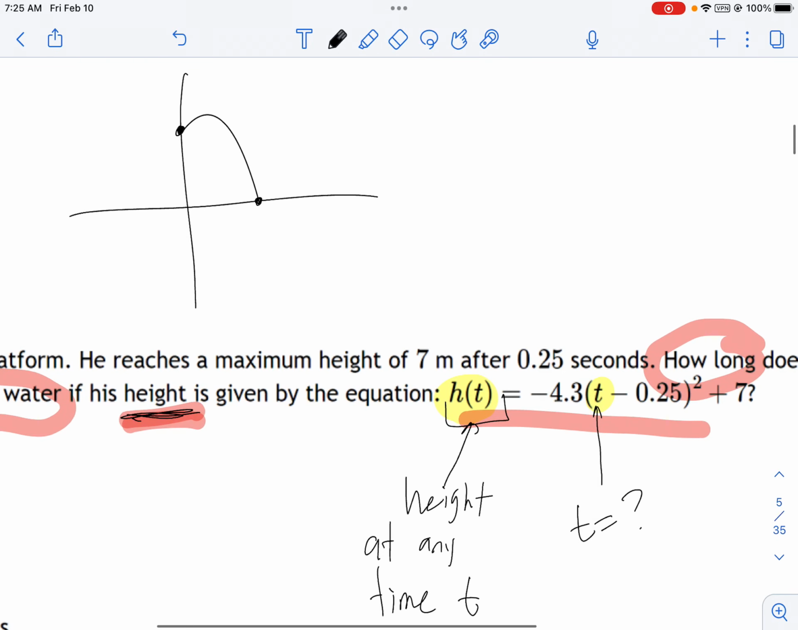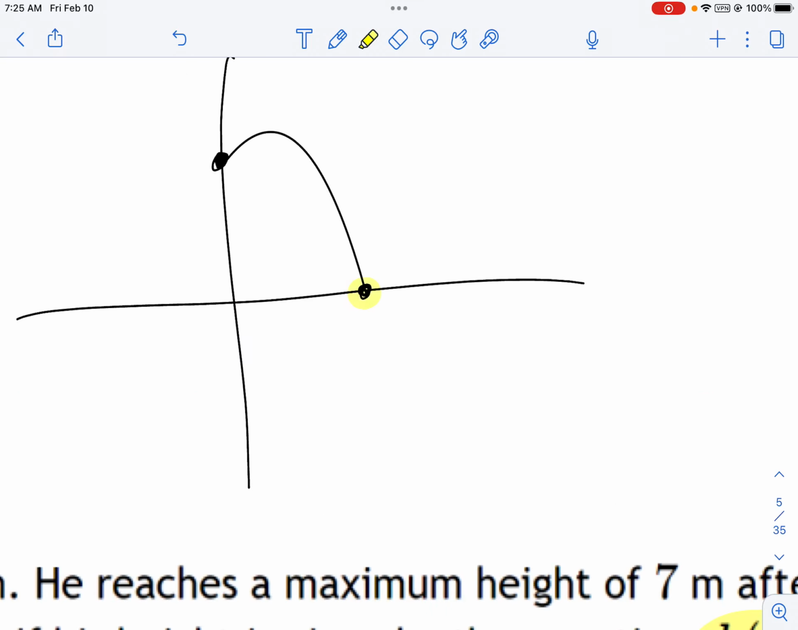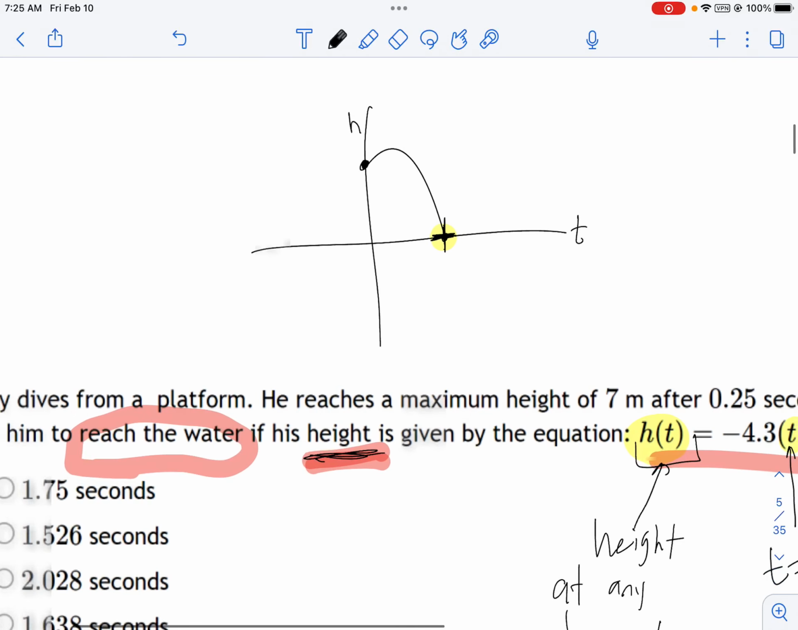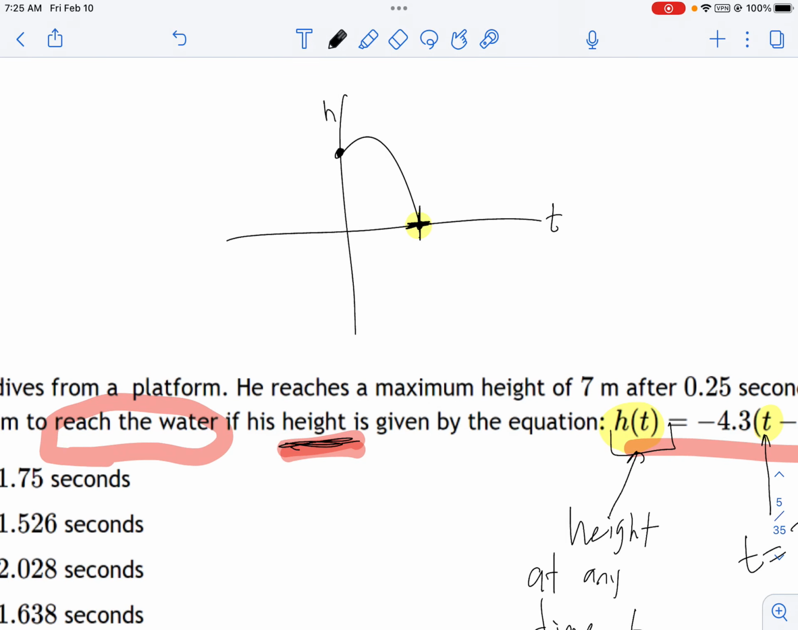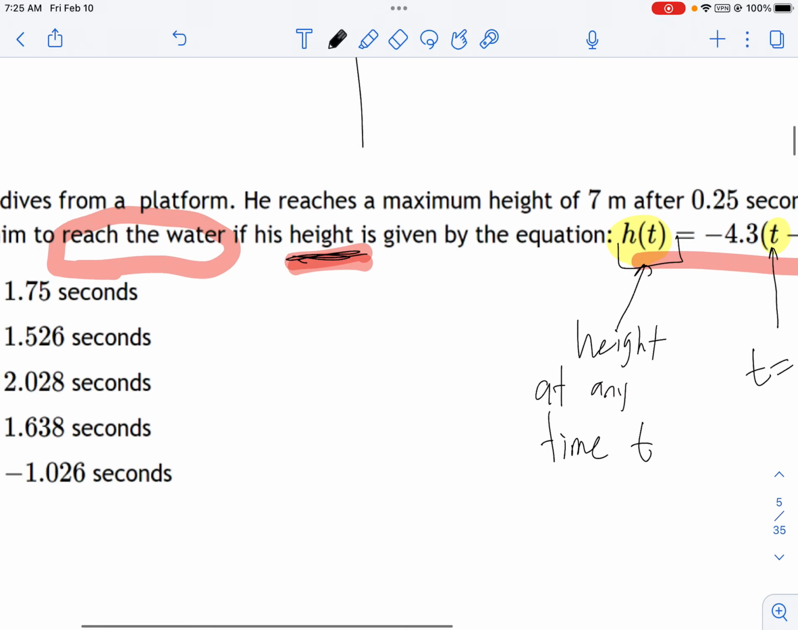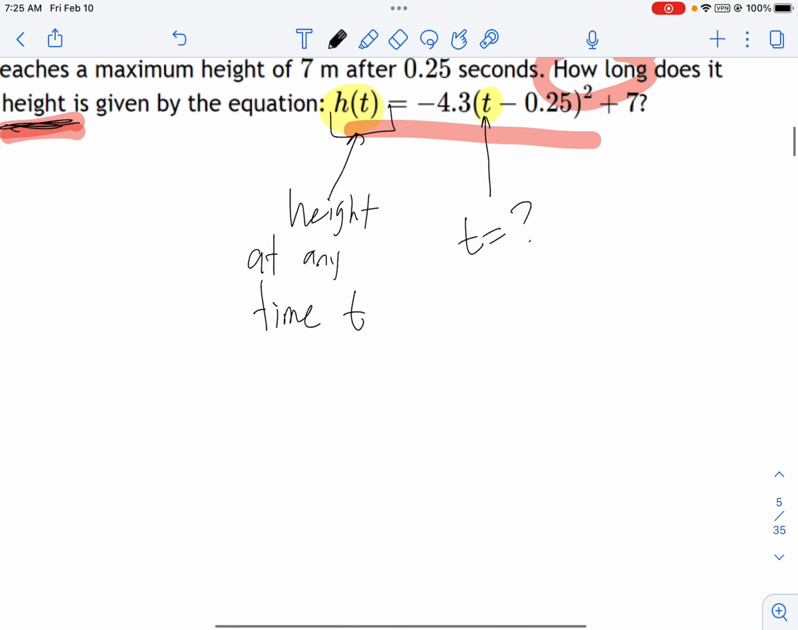So now let's solve for it. If we're looking for this point where he hits the water, your height is your y values, your time is the x values. So you're finding where height equals 0. We want to find out when he hits the water. Water is going to be height of 0, and we need to figure out the time for that. So plug in 0 for the h of t, for your height.